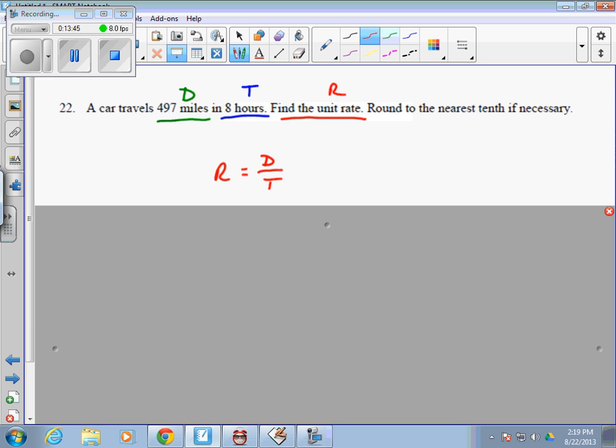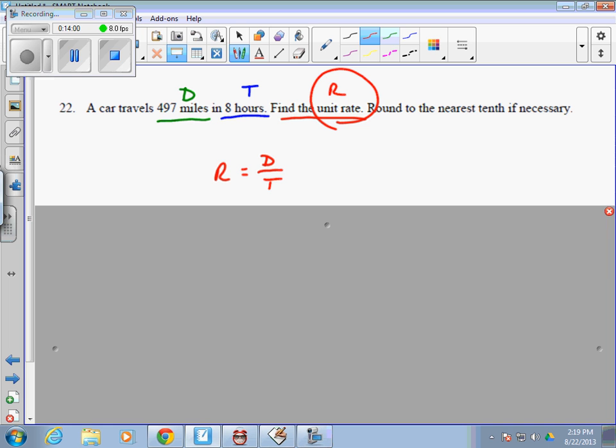22. Now we start in distance, rate, time problems. Says a car travels 497 miles in 8 hours. Find a unit rate. Here's that word, or that term, rate. We use it as R. We also think speed means the same thing. It says round to the nearest tenth if necessary.